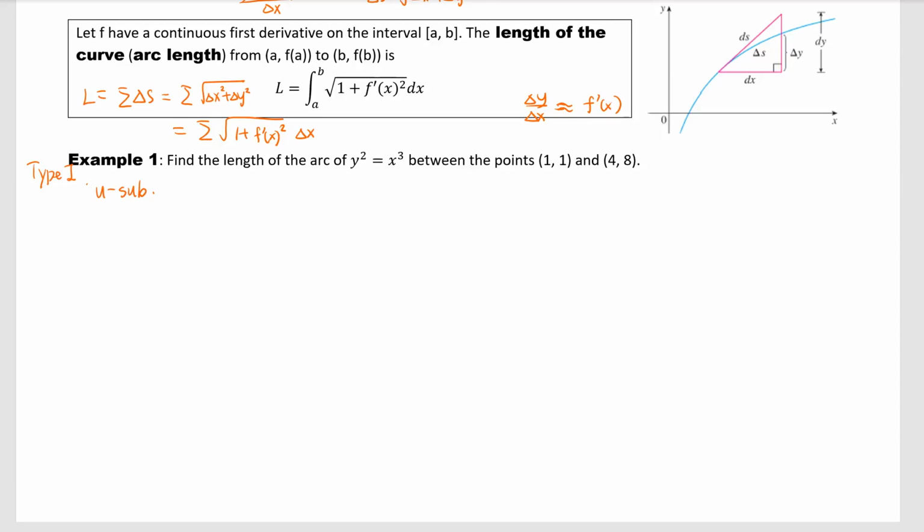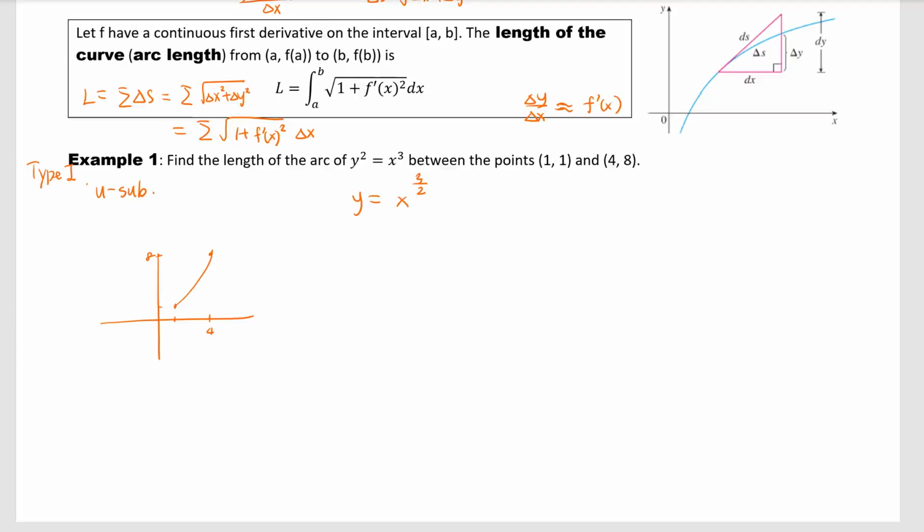Example 1: find the length of the arc y squared equals x cubed between the points (1, 1) and (4, 8). This is the same as y equals x to the 3/2, because we're taking square roots on both sides. And it passes through (1, 1) and (4, 8).